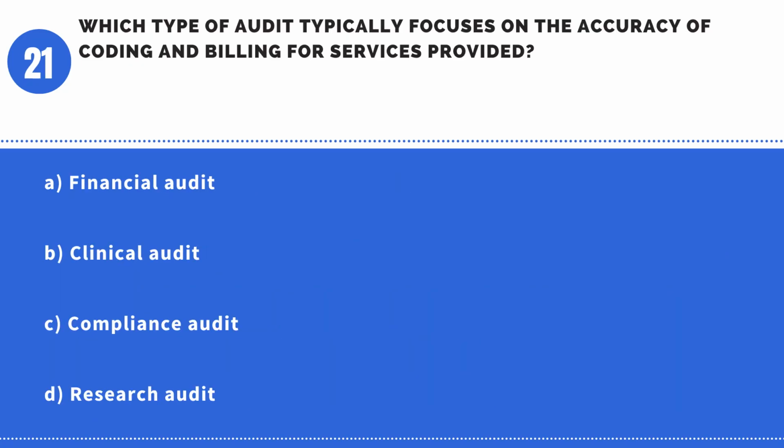Question 21. Which type of audit typically focuses on the accuracy of coding and billing for services provided? A. Financial audit. B. Clinical audit. C. Compliance audit. D. Research audit.